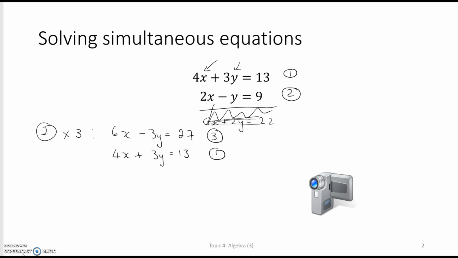That's equation 1. Now if we add them together, 6x and 4x is 10x, negative 3y and positive 3y is nothing, 27 and 13 is 40, then we can see that x is equal to 4.